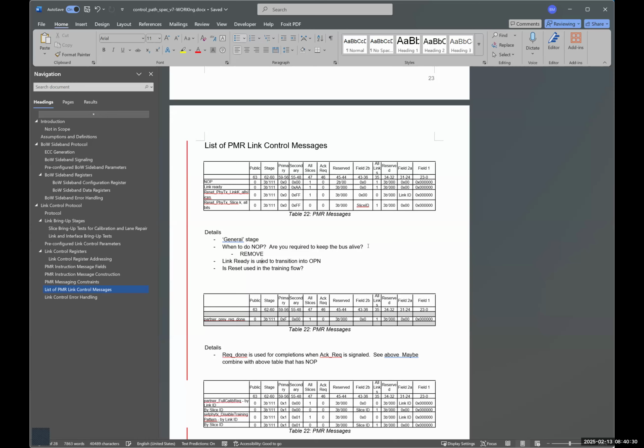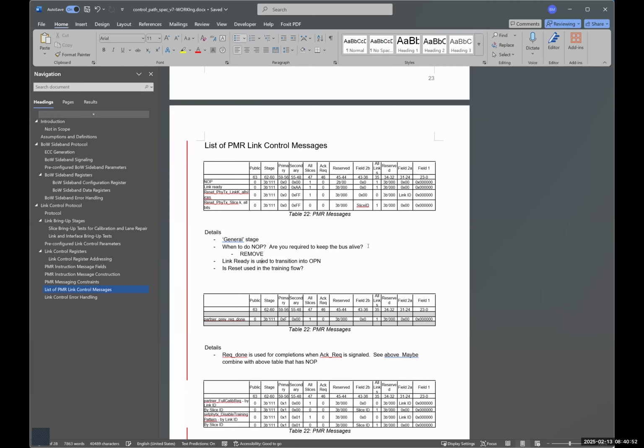Because I think whenever you're ready to transition into OPN, you issue link ready, and then that's it, right? I mean, there's something else there, right? No, I think it's basically to say each side is ready. So each side exchanges their own link ready to say they're ready.